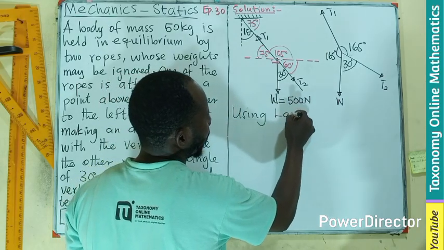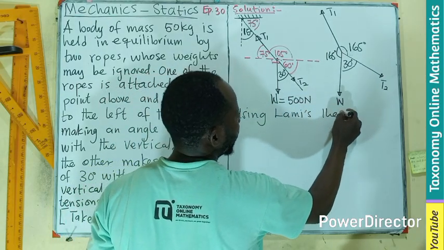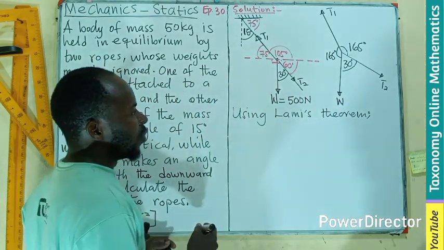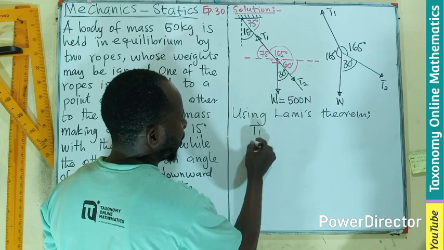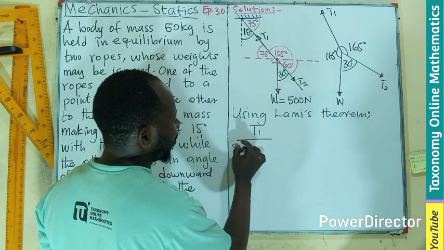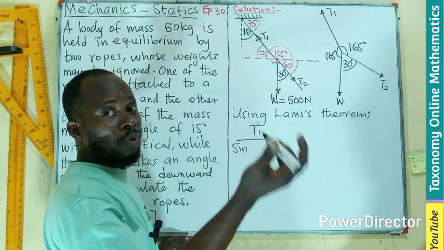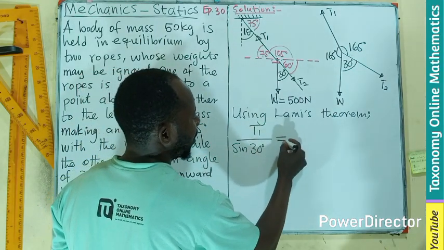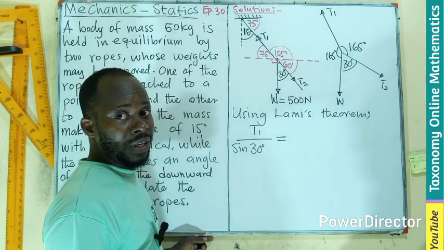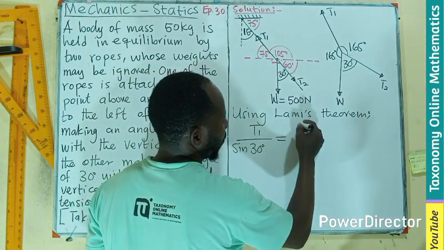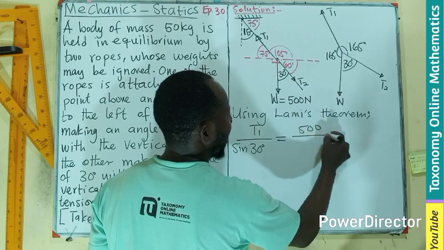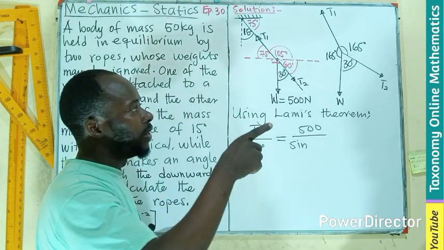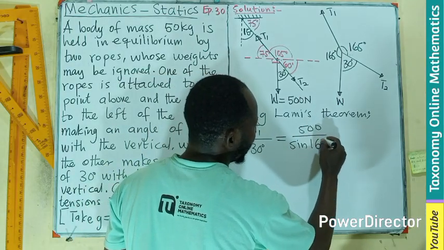Using Lami's theorem, what do we need? We need T1. So let's begin with T1. So T1 over the sine of the angle between the other two forces of T1, which is W and T2. That will give us 30 degree. Then we go for the W, since we know its value as the force, which is 500 divided by the sine of the angle between the other two forces, T1, T2, and that will be 165.